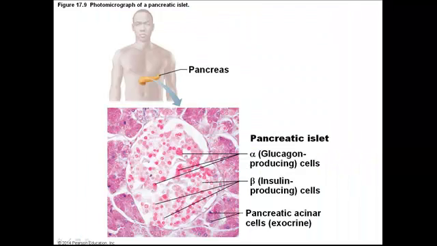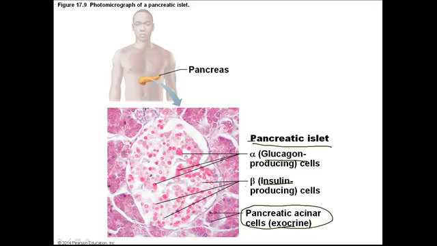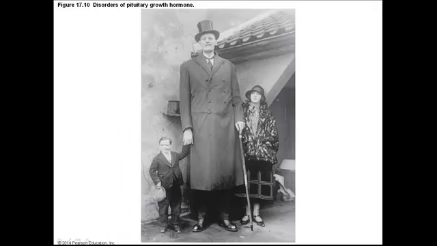So let's move on to the pancreas. These are the pancreatic islets. Pancreatic islets. They produce glucagon and insulin, and these are the acinar cells. We talked about those in the digestive system. But the alpha cells are glucagon. This means alpha, A-L-P-H-A, and these are beta cells. So just know that alphas are glucagon and betas are insulin.